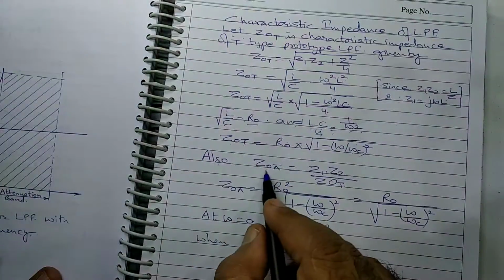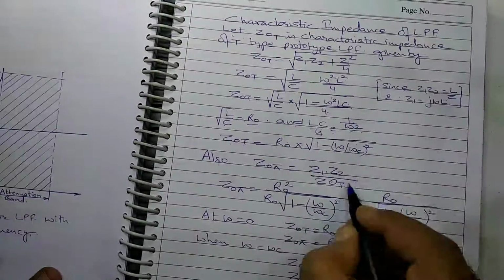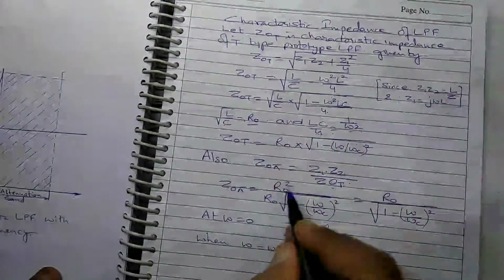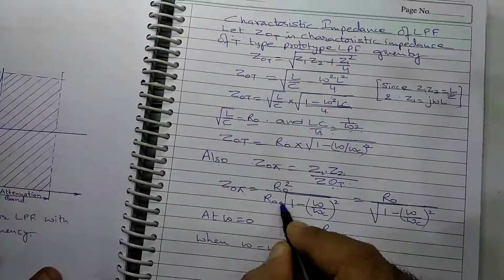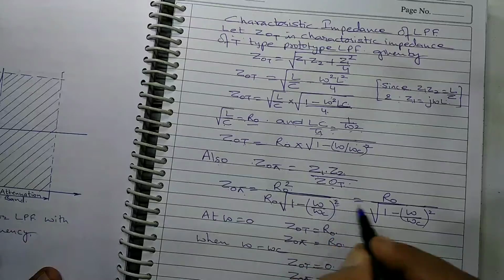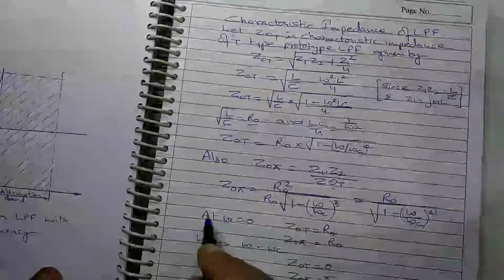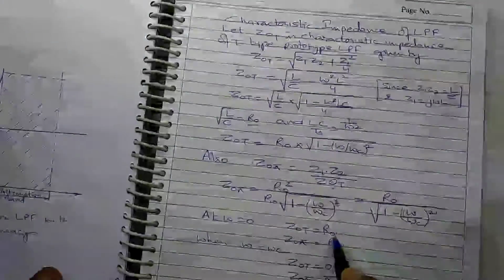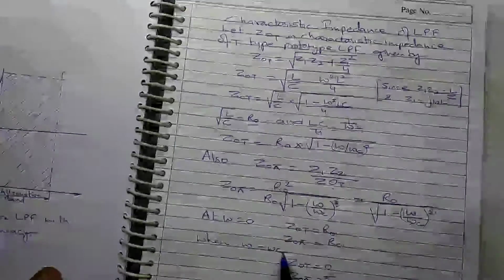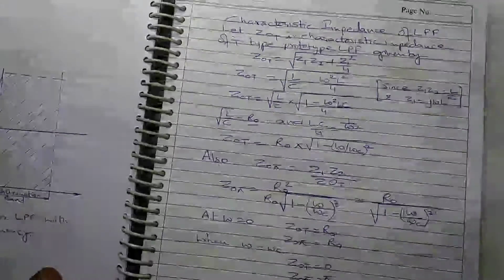Also ZO pi is equal to Z1 Z2 upon ZOT, as we know ZOT into ZO pi is equal to Z1 Z2. So ZO pi is equal to RO square divided by RO under root of 1 minus omega by omega C whole square. This is equal to RO by under root of 1 minus omega by omega C whole square. At omega equal to 0, ZOT is equal to RO, ZO pi is equal to RO. Where omega is equal to omega C, that is the cutoff frequency, ZOT is equal to 0, ZO pi is equal to infinity.